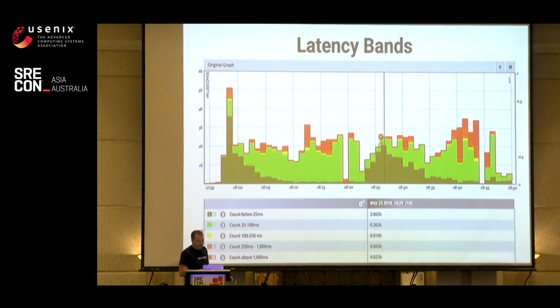So this is a graph of latency bands. And what this is essentially showing is the number of requests under 25 milliseconds, between 25 and 100 milliseconds, 100 to 250, 250 to 1,000, and above 1,000. And that's all on a color gradient. So green is fast, red is slow. Yellow and orange are in between.